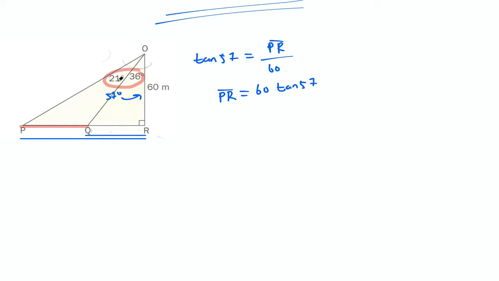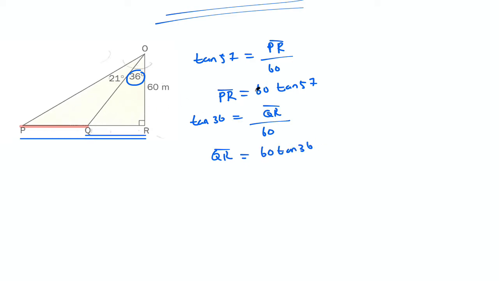Now what we need to do is find the length of QR. We just need to use this angle here, and we can use tangent again. Here the opposite is QR over the adjacent, which is 60. So again, isolating, we just have to multiply both sides by 60.